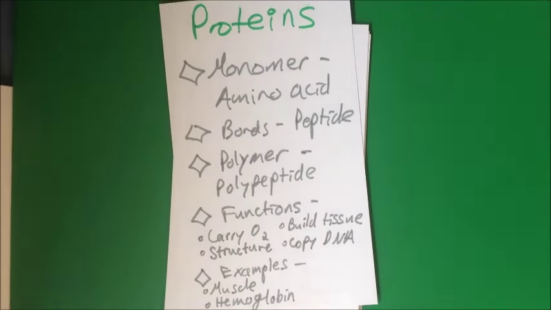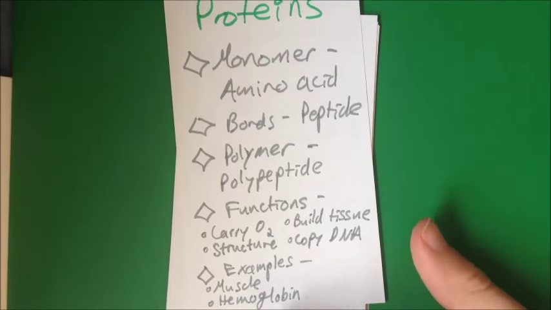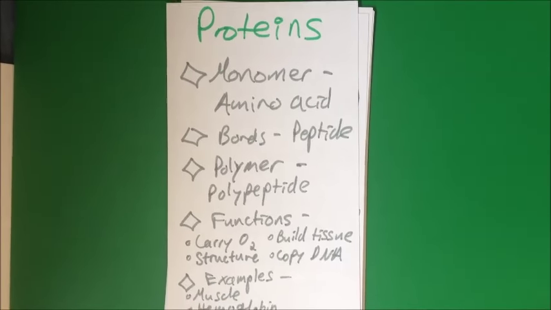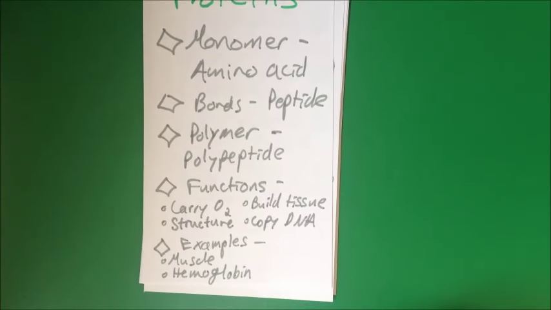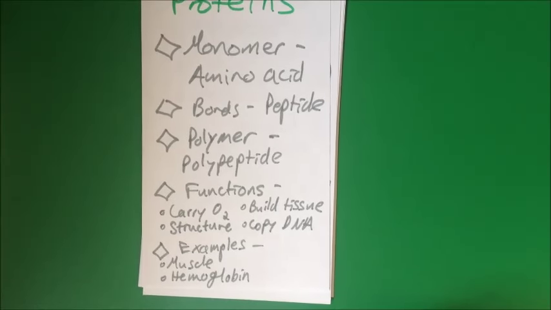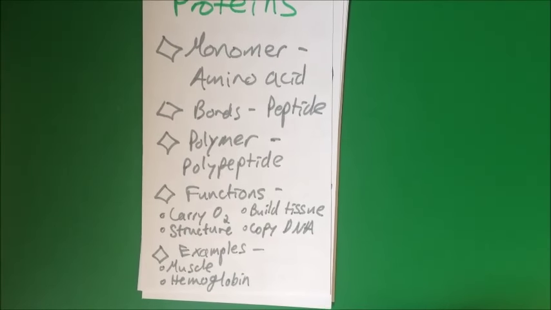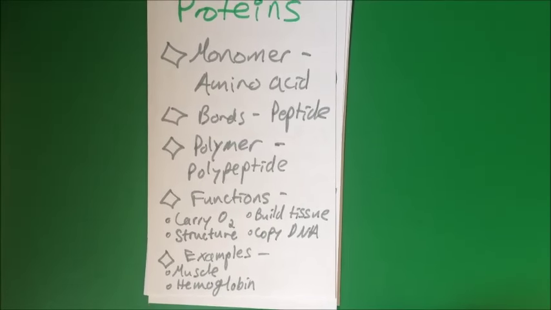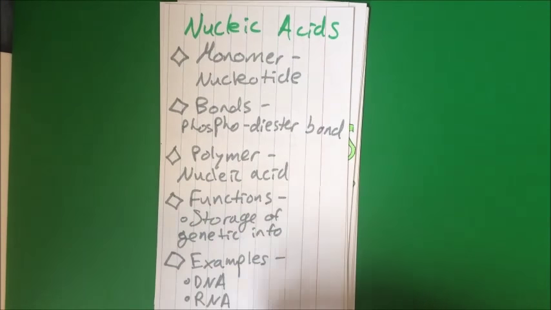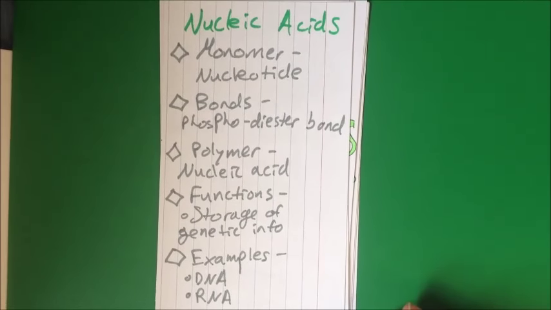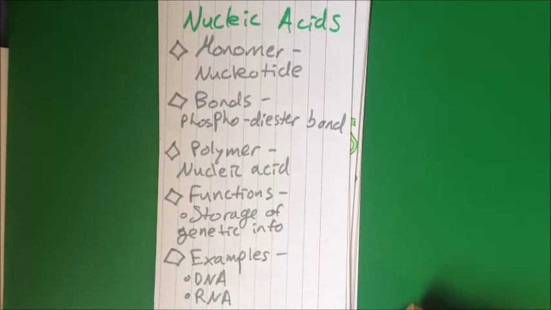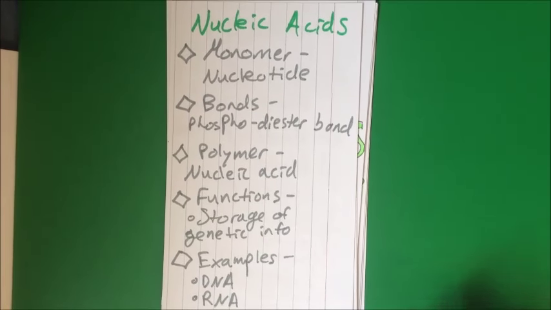With proteins, the monomers are amino acids, which are joined by peptide bonds to form the polymer, polypeptides. The functions include carrying oxygen, structural support, building tissue, and copying DNA. Examples include muscle tissue and hemoglobin. With nucleic acids, the monomer is a nucleotide, which is joined by phosphodiester bonds to form the polymer, nucleic acid. The functions include storage of genetic info, and examples include DNA and RNA.